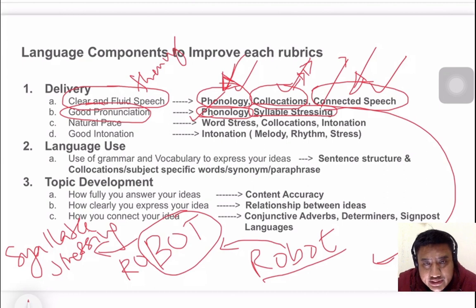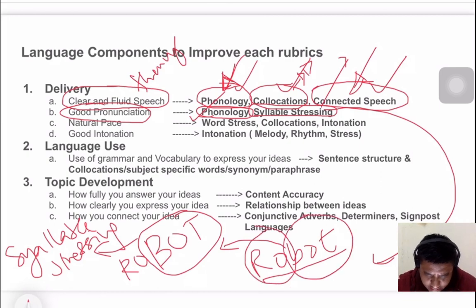And in English, different syllables get different stressing. Whenever you're pronouncing a word, different syllables get different stressing. So in this case, it's not robot, it's not robot. The stressing needs to be given to the second part. So it's robot, right? Robot.